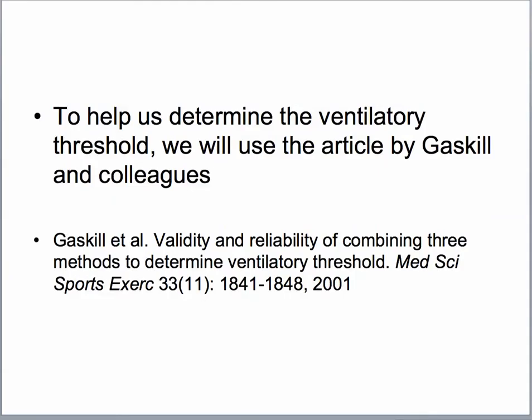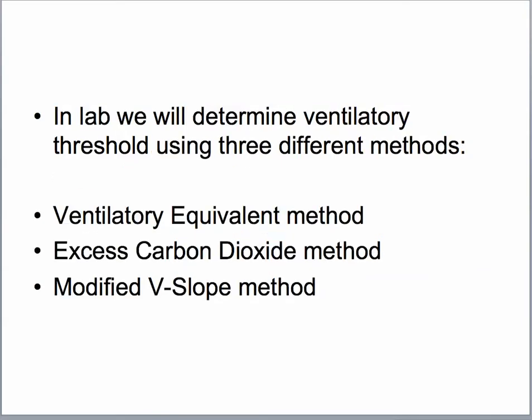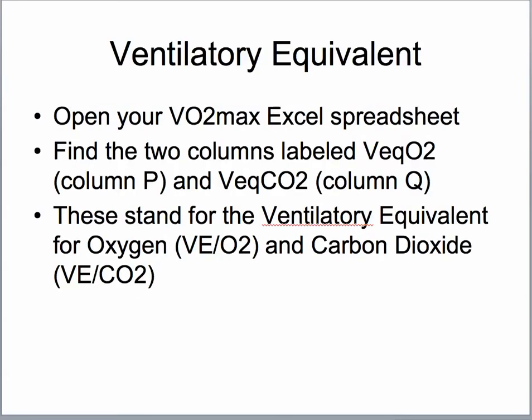So we're going to use an article by Gaskell and colleagues, and I've provided that for you on the course website. This will give a detailed explanation of the 3 methods of ventilatory threshold that we're going to use. And the 3 methods are the ventilatory equivalent method, excess carbon dioxide method, and the modified V-slope, which we will go through individually. So you're going to open up your VO2 Max Excel spreadsheet.